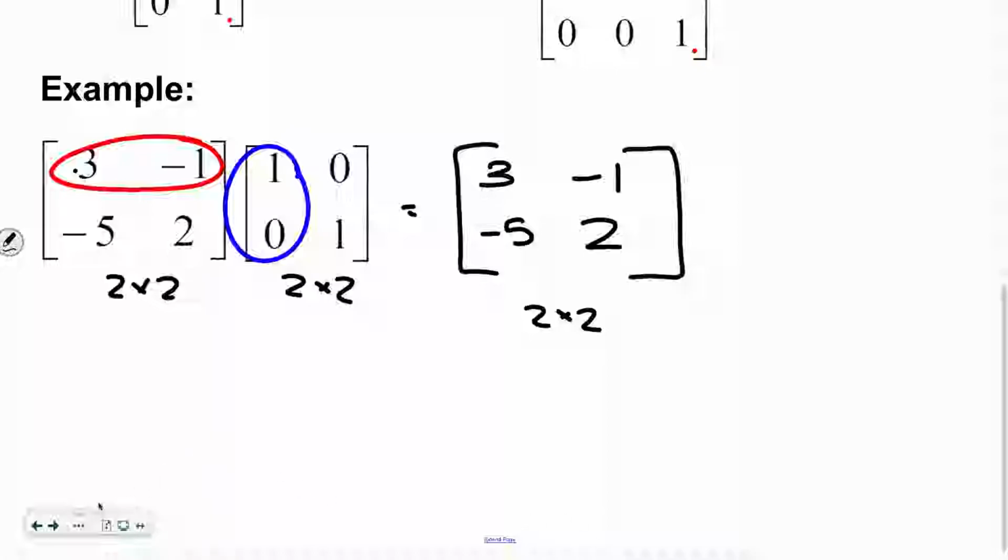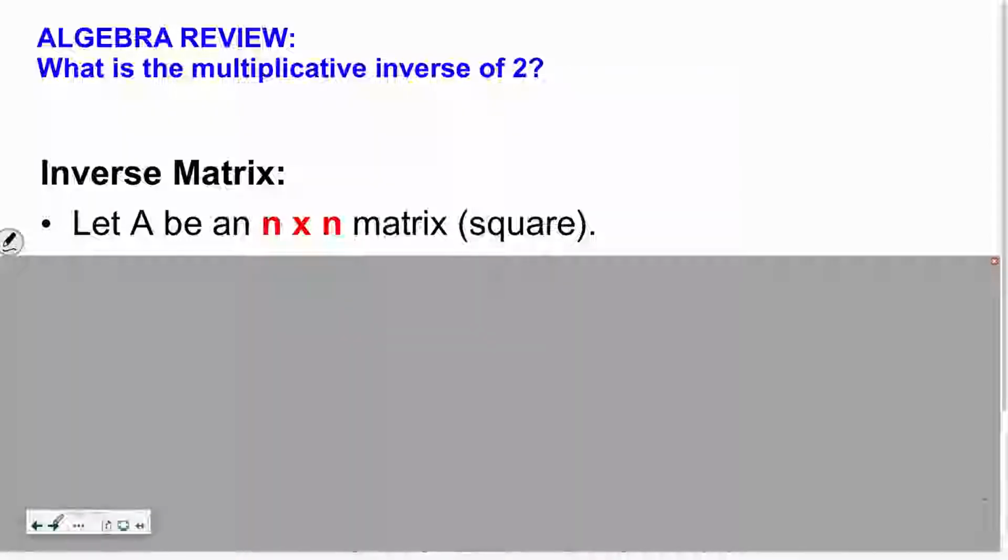Now let's get into the business of this inverse matrix. Up at the top in blue, I don't think you necessarily have to write this down, but I'm going to ask you this question. We had talked about the multiplicative identity being 1. What's the multiplicative inverse of the number 2?